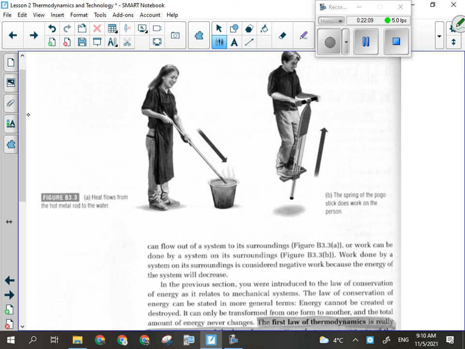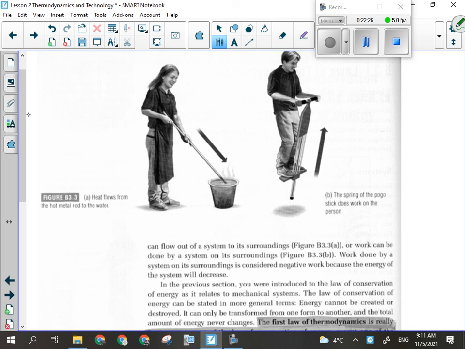So this water is really hot. Okay, this metal rod is not. Which way is the heat going to go? Up the rod. Okay, if the rod was really hot and you put it in the water, then it would go the other way. Okay, then the water would heat up. So that's just telling us which direction heat flows.